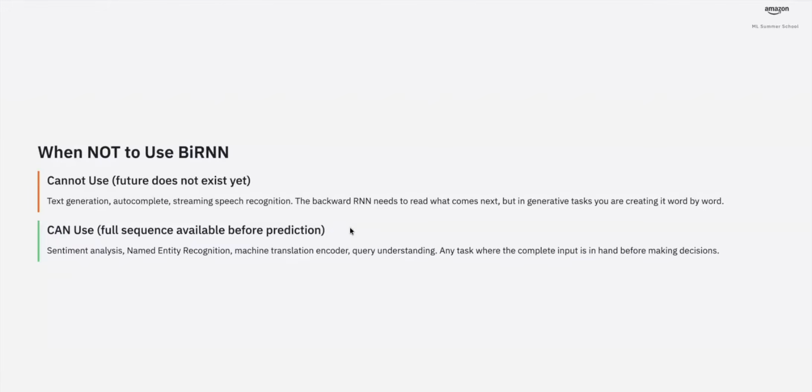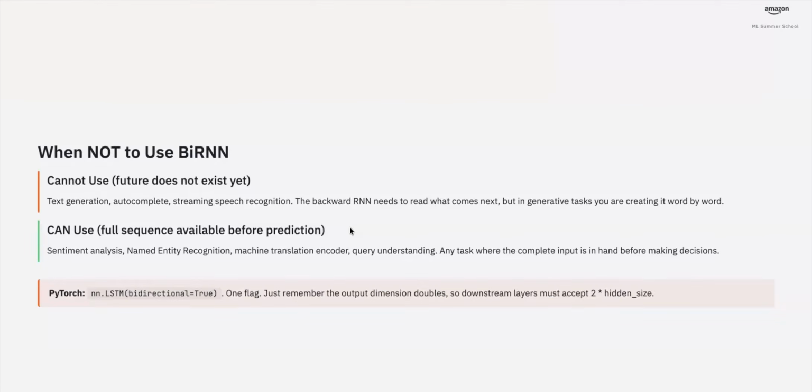It is a bidirectional encoder trained on the full sequence, which is exactly why it became so powerful on understanding tasks. Every time you use a search engine or a recommendation system that understands your query properly, it is very likely a bidirectional model somewhere in that stack. The only thing you have to remember is that the output dimension doubles. So any linear layer that comes after needs to take 2 times hidden size as its input, not just the hidden size.